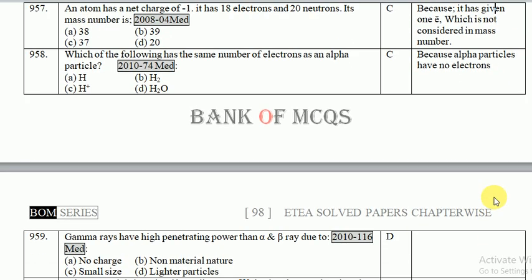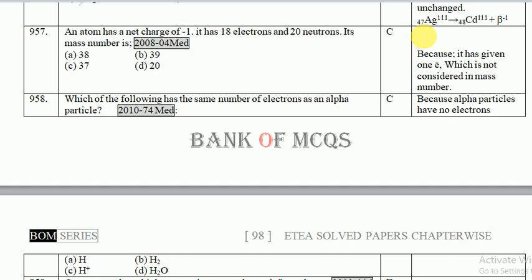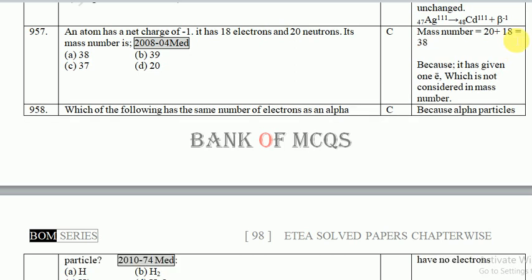So the next one is, an atom has a net charge of -1. It has 18 electrons, 20 neutrons. Its mass number is what? This is a little tricky, but also easy. We know that the mass number is equal to the number of protons and neutrons. So in this case neutrons are 20, and what about protons? The number of electrons is equal to the number of protons in a neutral atom. So in this case 18 electrons, so there will be 18 protons. So 20 plus 18, which is equal to 38, is the mass number.